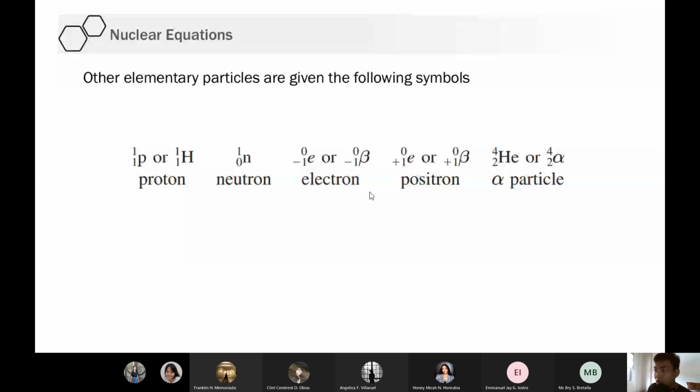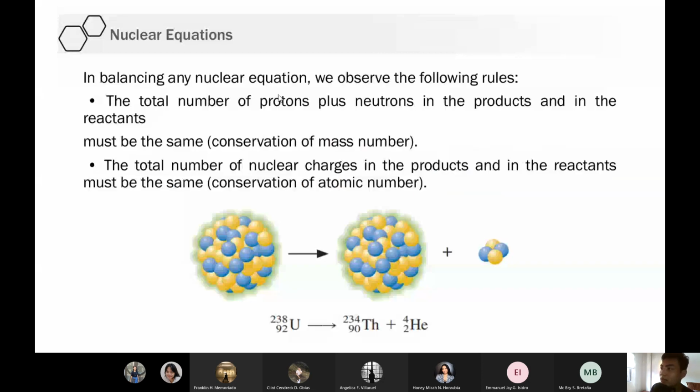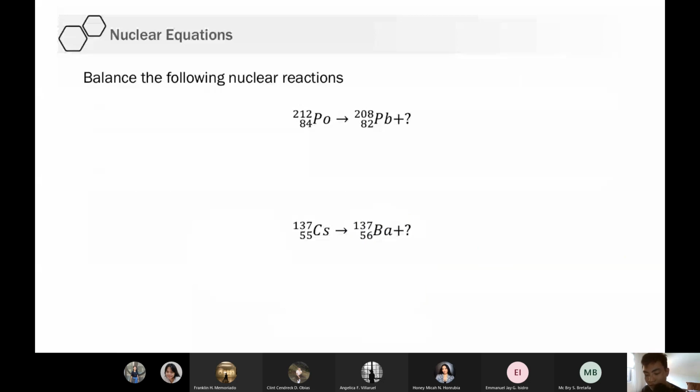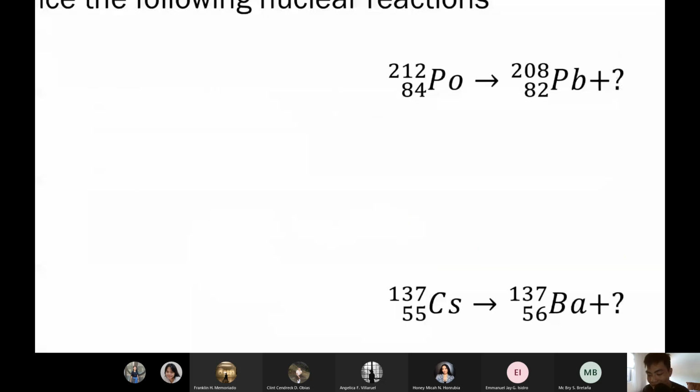So maybe we can try to balance. Take note that in balancing nuclear equations, we observe that the protons and neutrons must be the same, and the charges must also be the same. Okay, let's try. Let's balance the following.